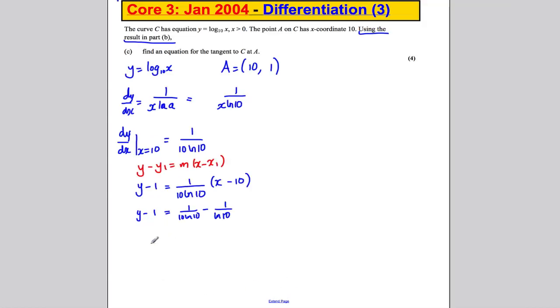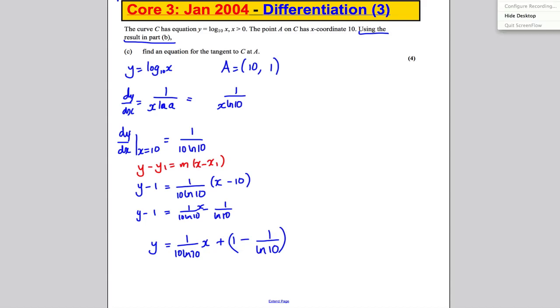If we want it in the form y is the subject, we would therefore say y is 1 over 10 ln 10 x, and then we would say plus 1, add this 1 to both sides, minus 1 over ln 10. And that might be our y equals mx plus c form, but it hasn't asked for that.